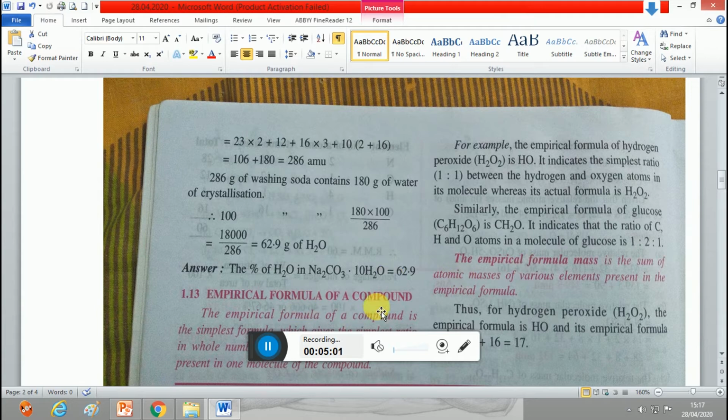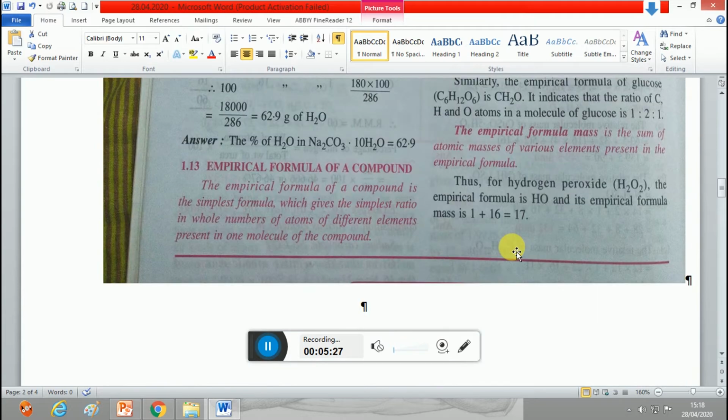So the empirical formula is the simplest formula, which is not actually the molecular formula. The common factor multiplied into the empirical formula gives you the molecular formula. Here the common factor is 6, so if you multiply 6 with CH2O you get the molecular formula. And the empirical formula mass can be obtained using the same pattern used to calculate the molecular formula.